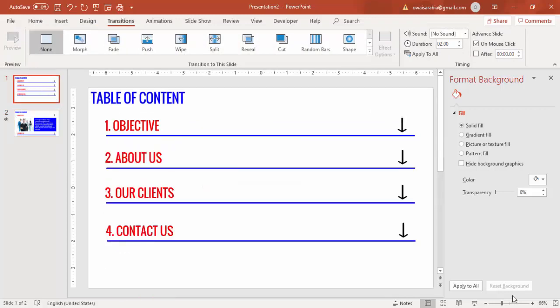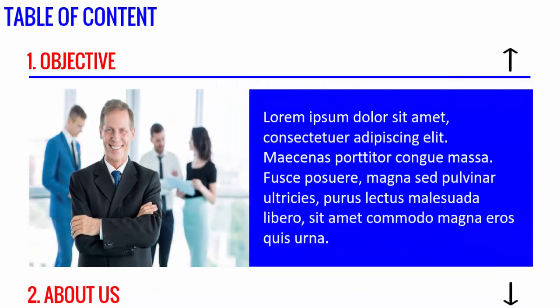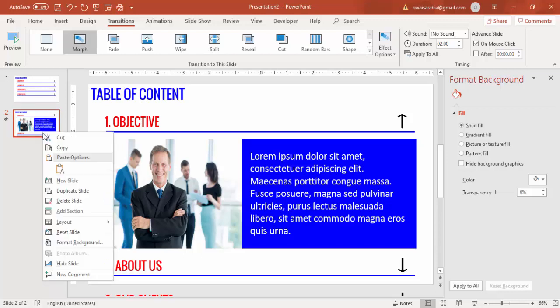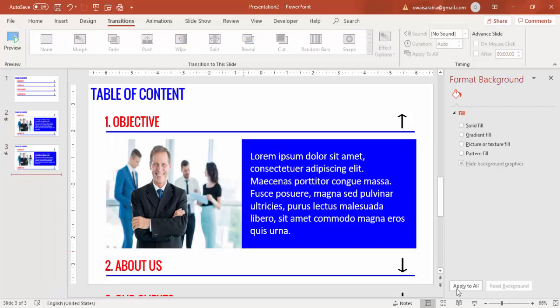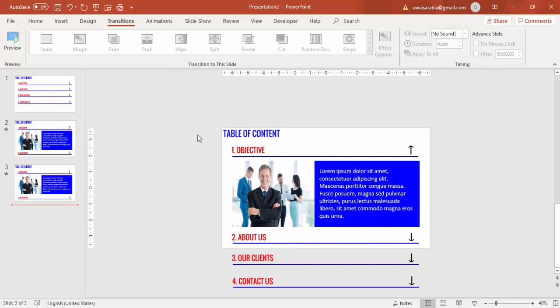And now if I play this in the slideshow, when I click, it will show you something like this. So let's see how to create the other slides, number 3, 4 and 5. Now I'm going to duplicate the second slide. Right mouse click and say duplicate slide. I'll just close the format background, and let me just zoom out a little bit.